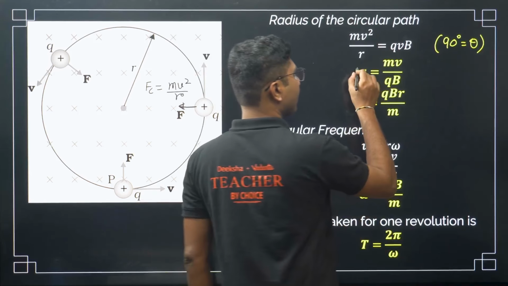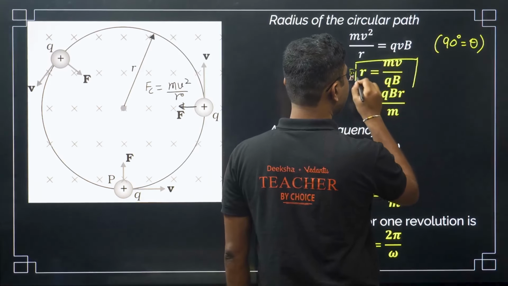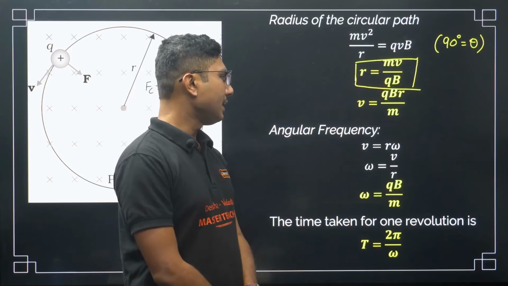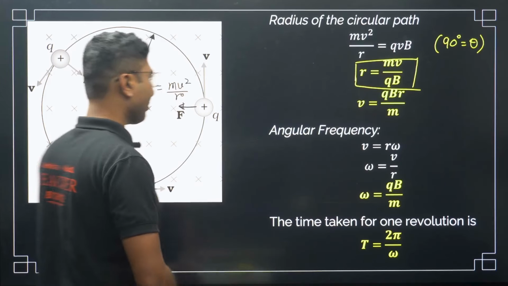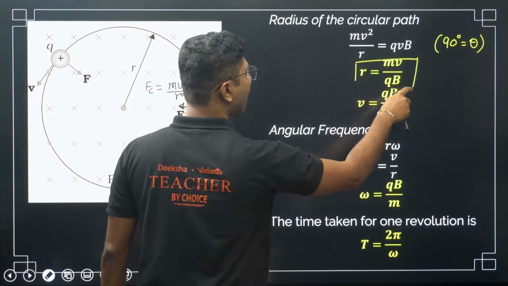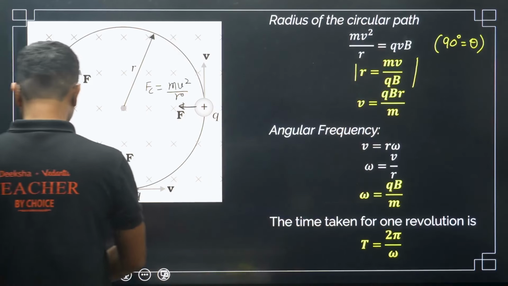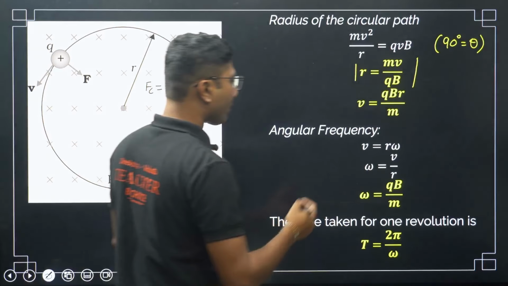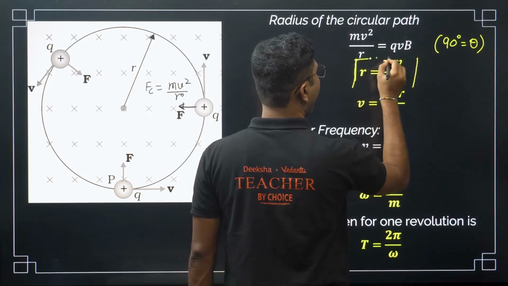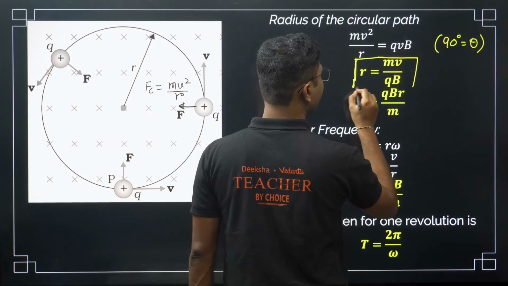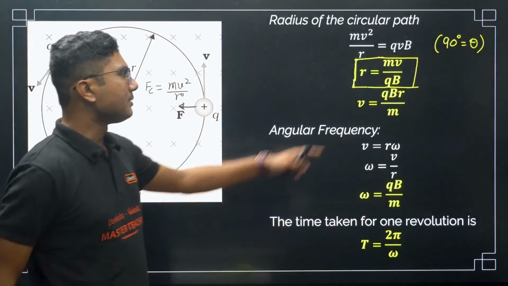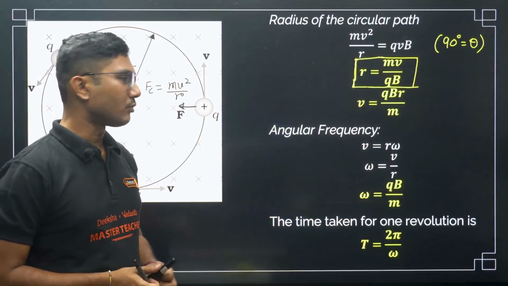So this is one expression. This is the radius of the path. Now if you simplify, v will be qBr by m. Why are we simplifying for v? Because we want to find the angular frequency, and for angular frequency we know that v is equal to r omega. So for that reason we are also trying to find v. This is not super important, but this much is required to maintain the circular motion.